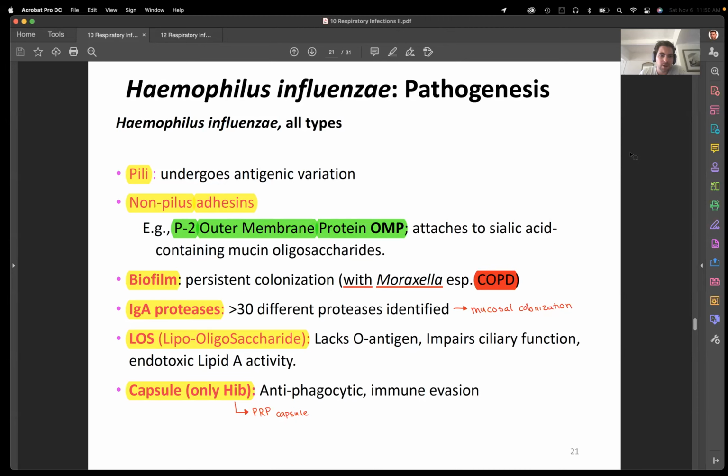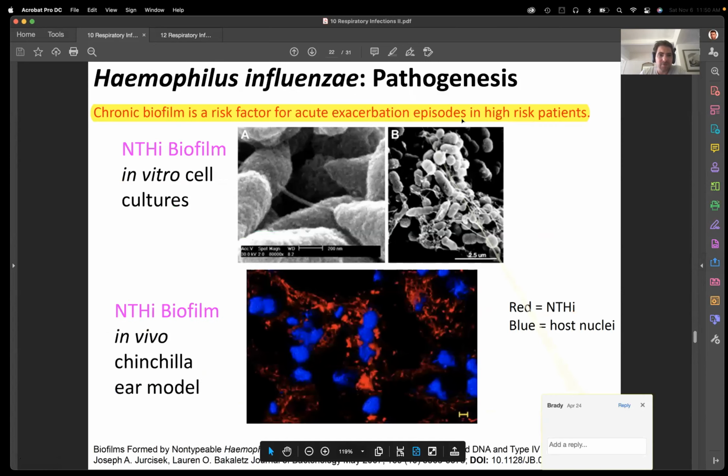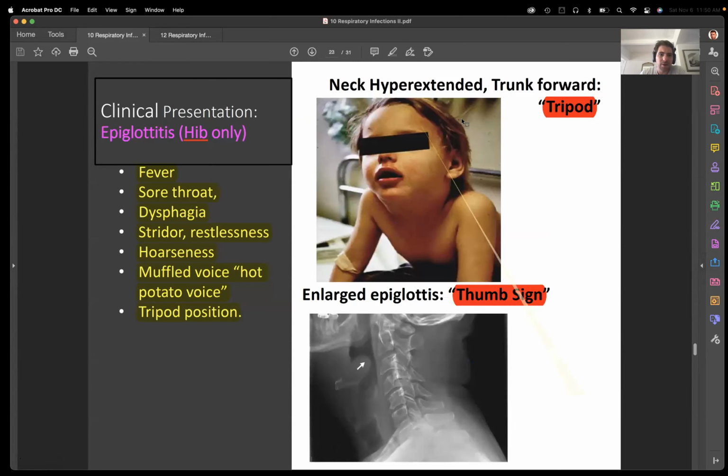All right, what else? So again, these are some of those virulence factors. It also, you know, has this IgA protease there as well. It's encapsulated, just a protective factor. All right, what else?